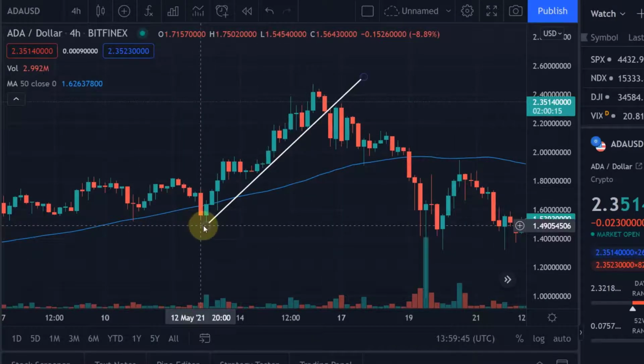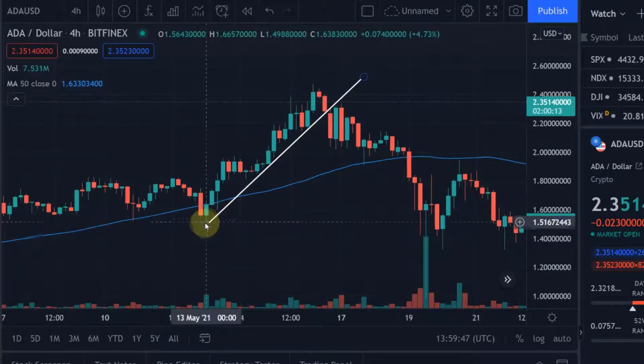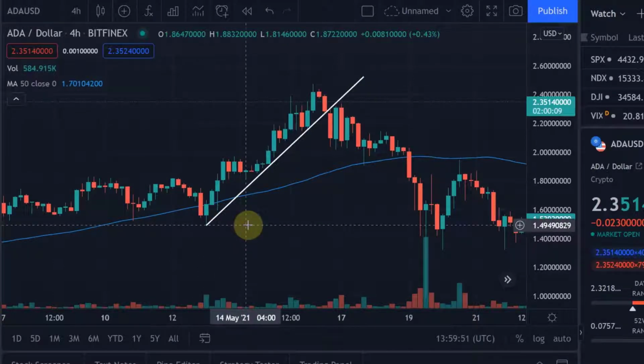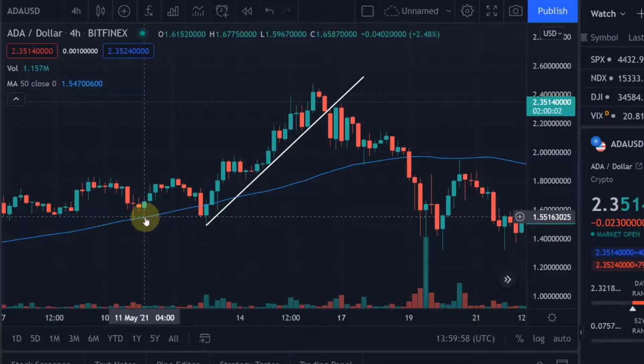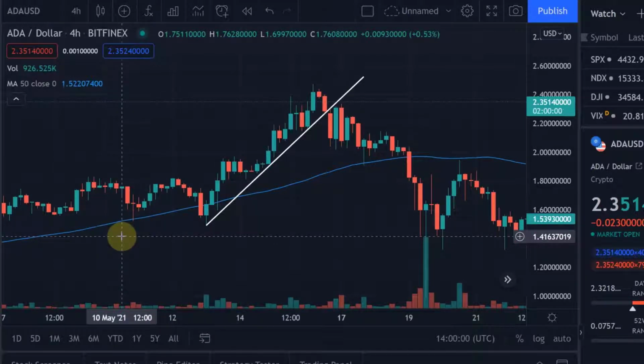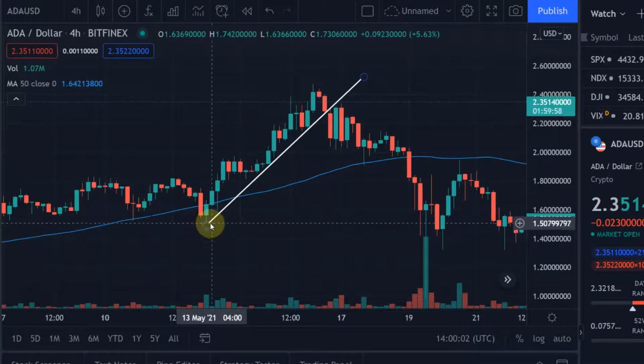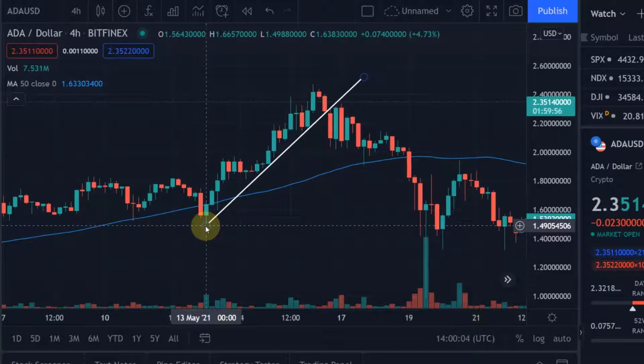And the next question is, do you use the wicks, which is here, or the shadows, or do you use the bodies? The thing is, you can use either. You can use either the bodies or you can use the wicks, but don't mix them. I would always stay consistent. So if you decide to connect the wicks, then always just connect the wicks in your trading system. If you connect the bodies, then always connect the bodies. In reality, sometimes you might shift, but you need to stay consistent if possible.